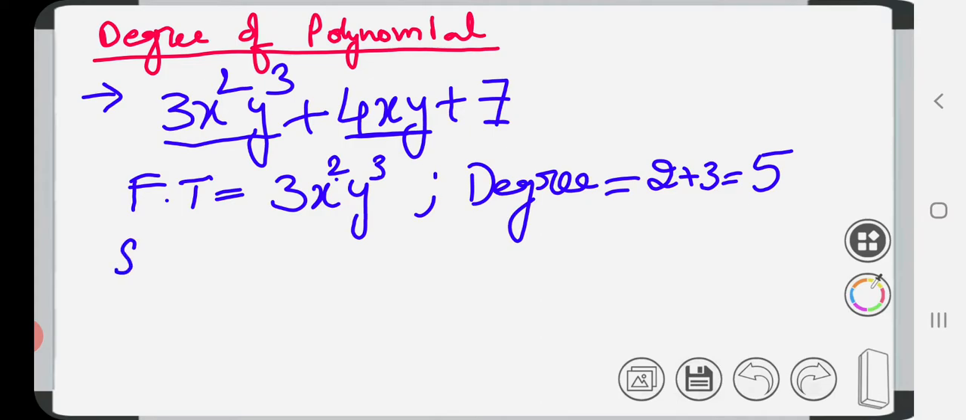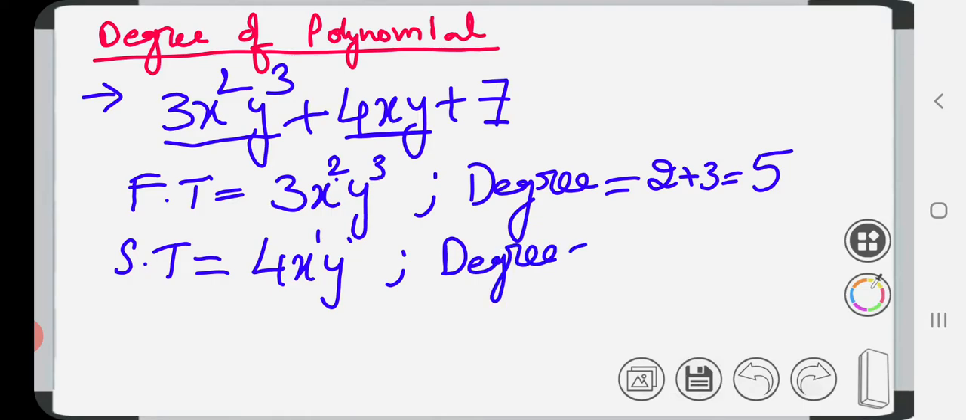And consider the second term. The second term is 4xy. That means x power 1, y power 1. In this case, the degree of this term becomes x power 1 plus y power 1. 1 plus 1 becomes 2. Therefore, the degree of the second term is 2.